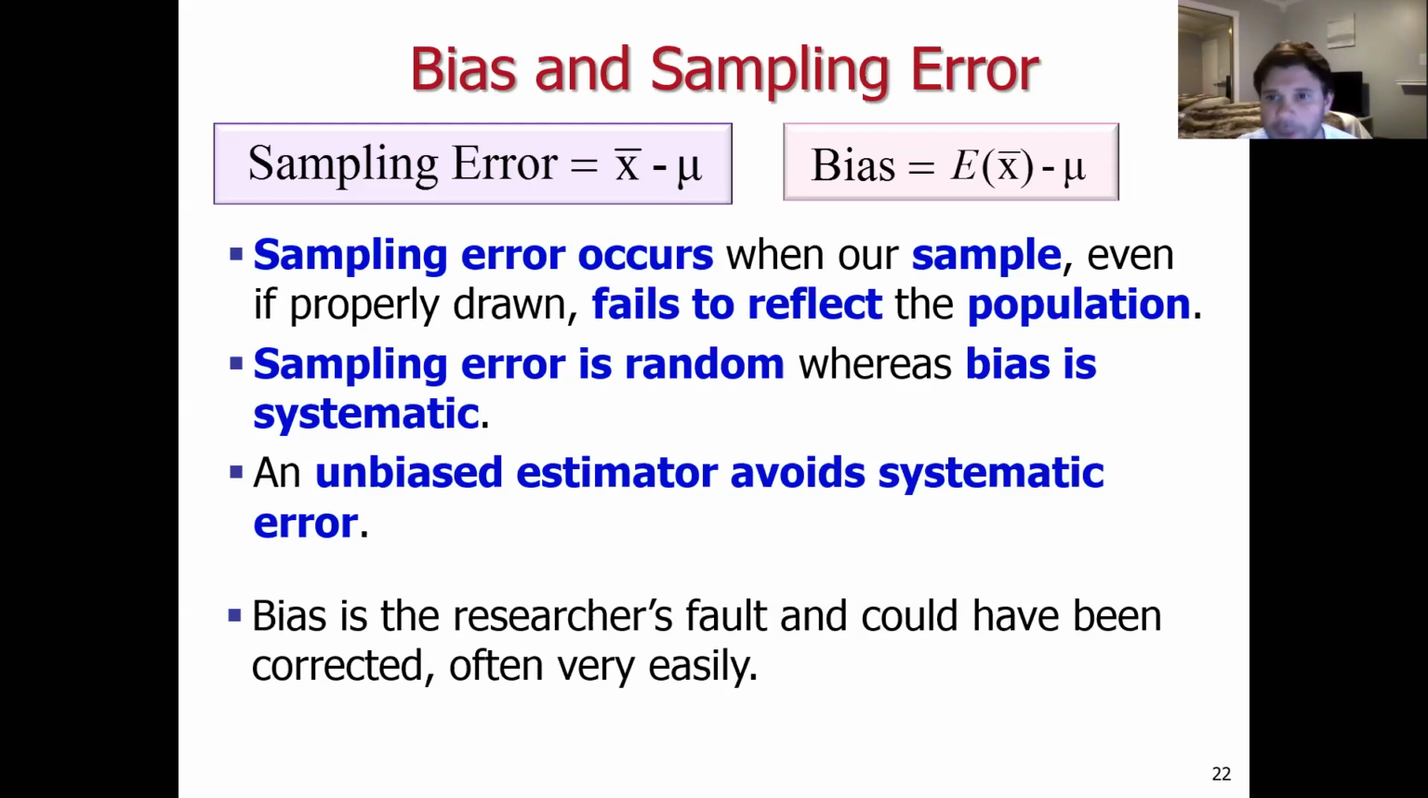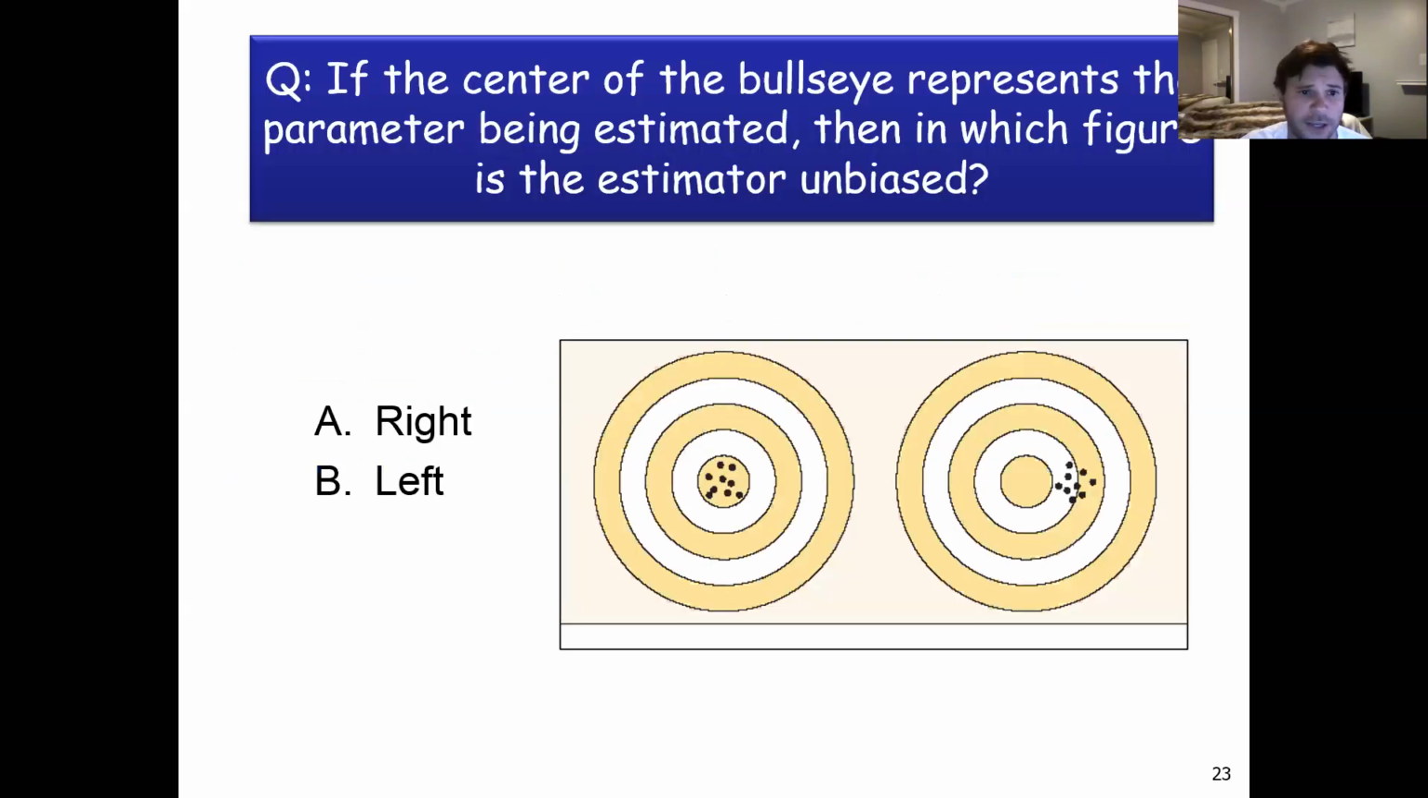But again, when we're thinking about biased and unbiased estimators, I like to use this analogy of us shooting at a bullseye here. And in this question here, if the center of the bullseye represents the parameter being estimated, then in which figure is the estimator unbiased? The answer is the left.